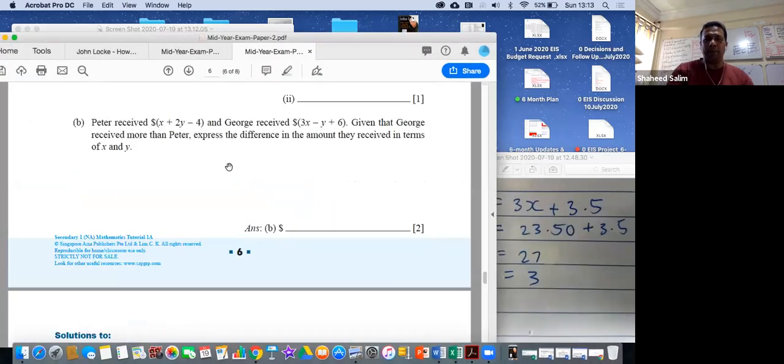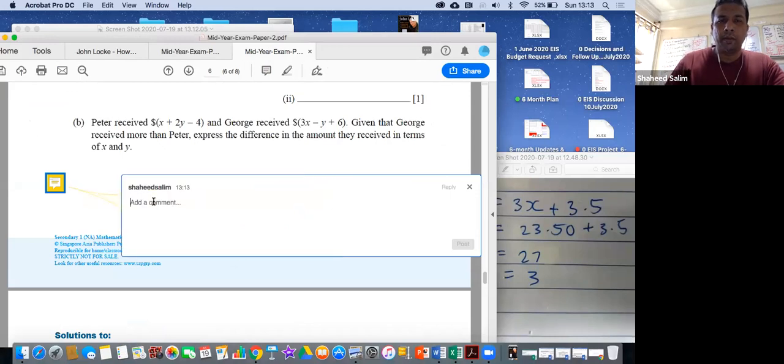Okay, now we do step by step. So they need to tell you who has more. So they told you that George has more, right? So now we remove the bracket first. Don't worry about completing it fast. We have to complete it correctly. So let us do this one. We remove the brackets first, okay?